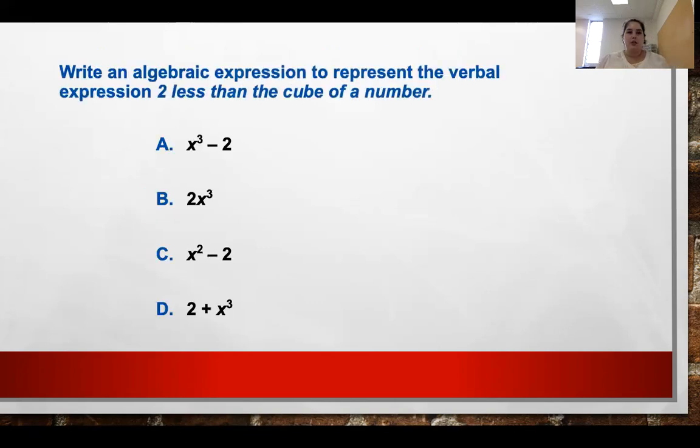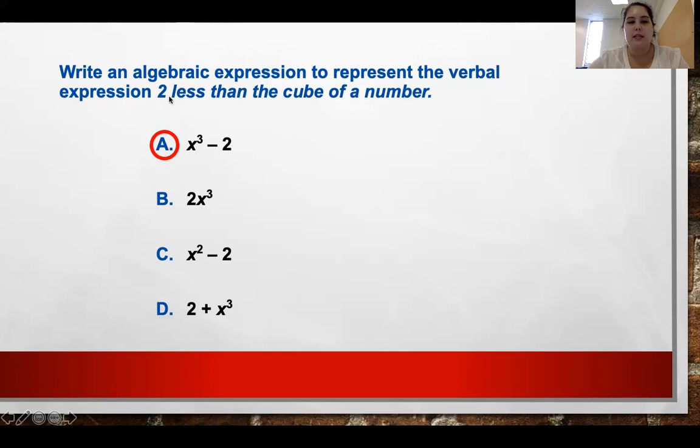So we have another you try. Write an algebraic expression to represent the verbal expression 2 less than the cube of a number. So go ahead and pause the video and work this out on your own. 4, 3, 2, 1. All right, so if you worked it out on your own and you got A, x cubed minus 2, that is great.